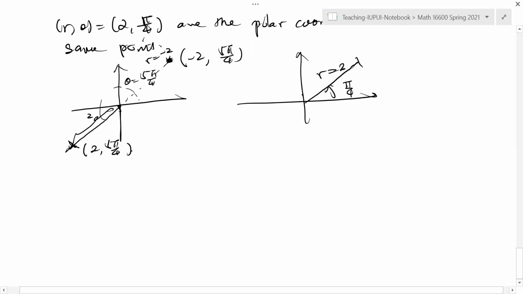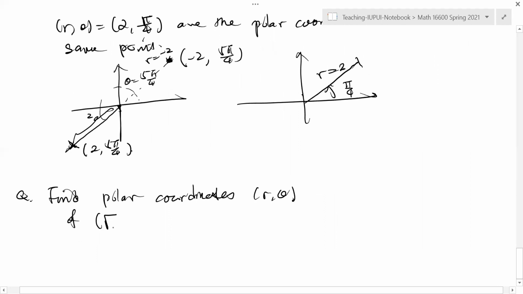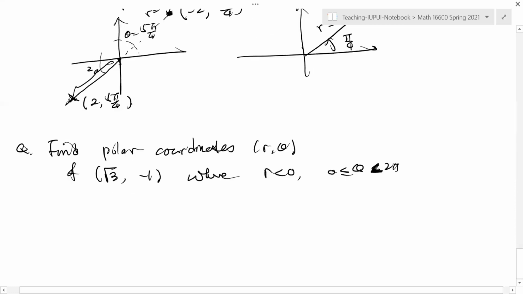All right, let's do the next problem. Find polar coordinates r and theta of the point (square root of 3, negative 1), where r should be negative and theta is between 0 and 2 pi. Right, so there's a restriction here. r is negative.